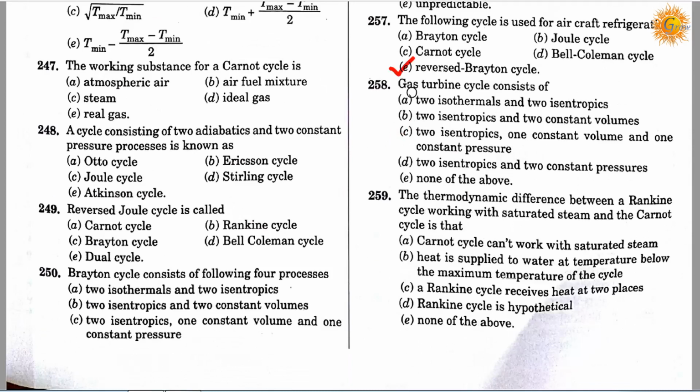Question number 258. Gas turbine cycle consists of: option A, 2 isothermals and 2 isentropics; option B, 2 isentropics and 2 constant volumes; option C, 2 isentropics, 1 constant volume and 1 constant pressure; option D, 2 isentropics and 2 constant pressures; option E, none of the above. Correct answer is D. It will be 2 isentropics and 2 constant pressures.